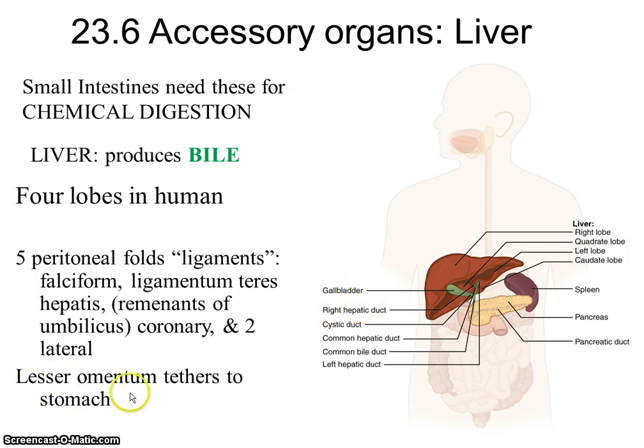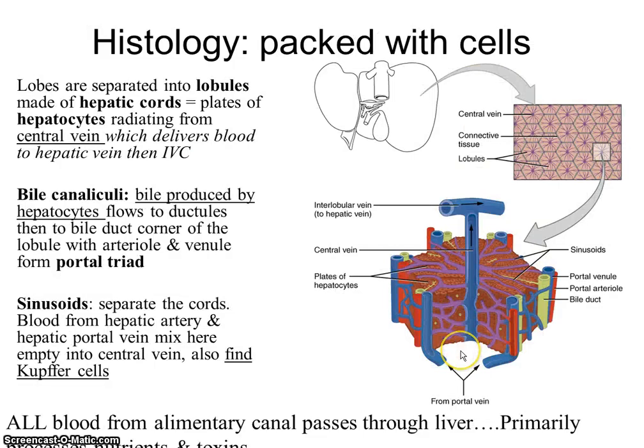There is a lesser omentum. This is part of the mesenteries that sit over the organs, and so there's a lesser and a greater omentum. The lesser omentum tethers the liver to the stomach, so that holds them together. Within the liver, there's lots of interesting pathology. We have a model in lab for this. Again, I don't really spend a lot of time on this in digestive, simply because the liver really only produces bile for us in the digestive function.